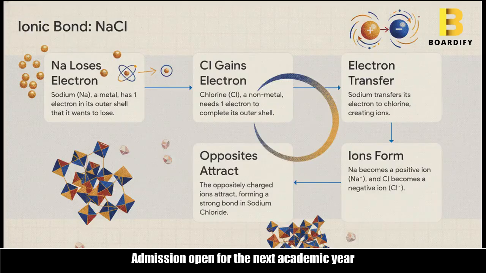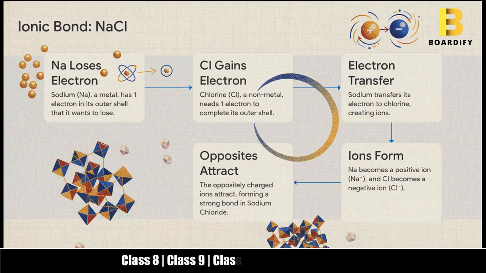Let's look at the most famous example ever, table salt, NaCl. You've got sodium, a metal, with one extra electron it just wants to get rid of. And then you have chlorine, a nonmetal that's just one electron short of being stable. It's a perfect match. So, sodium literally gives its electron to chlorine. Now sodium is a positive ion, chlorine is a negative ion. And what do opposites do? They attract. And bam, they stick together, forming a super strong ionic bond.